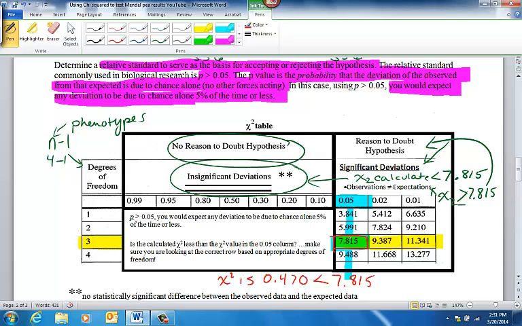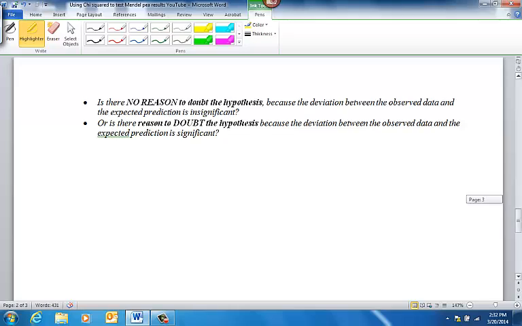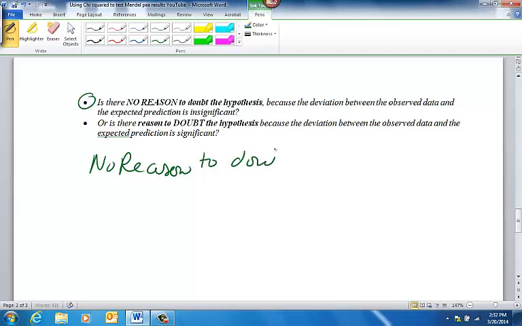So we would expect any deviation to be due to chance alone 5% of the time or less. We're willing to put up with 5%, but 95% of the time, probably. So that means we fall on this side. We have no reason to doubt our hypothesis that it is an insignificant deviation. What does that mean? If we look at these statements, there is no reason to doubt the null hypothesis.